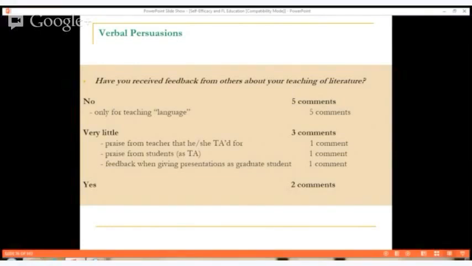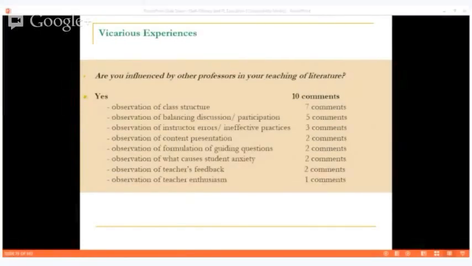Vicarious experiences. Are you influenced by other professors in your teaching of literature? They all said yes. What was very interesting about this was that they provided me with general frameworks, like general comments, like, I observe how they present content. I observe how they formulate guiding questions. And then when I started to ask and probe a bit, I said, well, how do they present content?